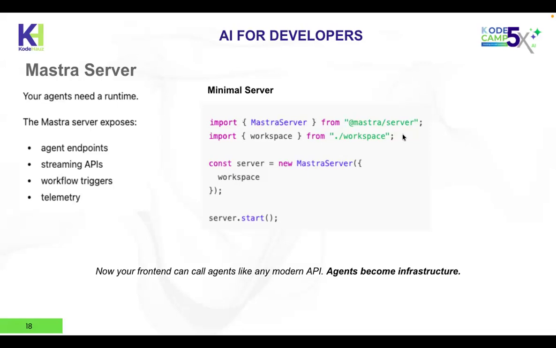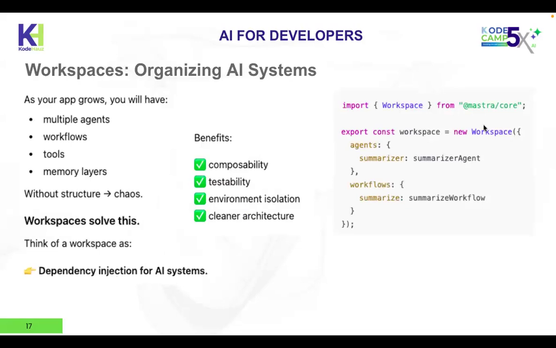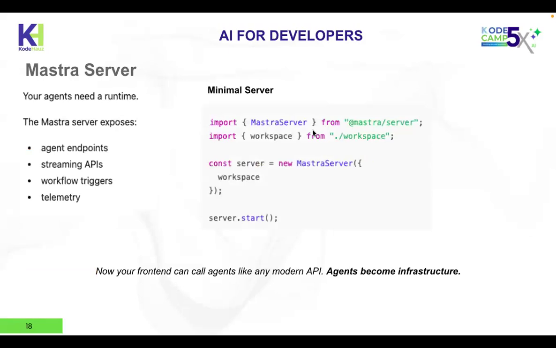So the way to do a Mastra server is pretty simple, right? You create a Mastra server using this Mastra server class, which you import from Mastra server. Okay. So you create Mastra servers from workspaces, basically. So you have to first of all make up a workspace. And if you remember, you can make a workspace by pulling in agents, workflows, and all of that. So you have a workspace, and then you create a server from that workspace. You start the server. Once you start the server, then your front end can call the agents that are in that server, right? And the agents basically become infrastructure.